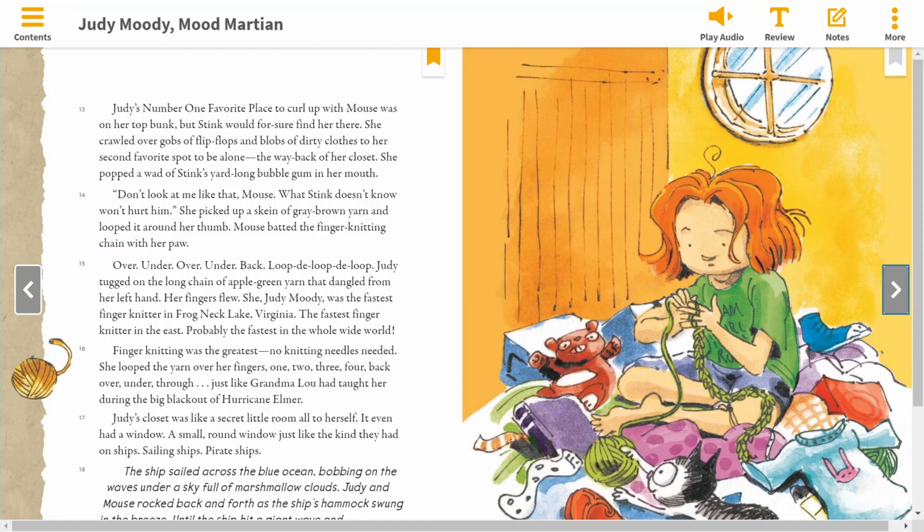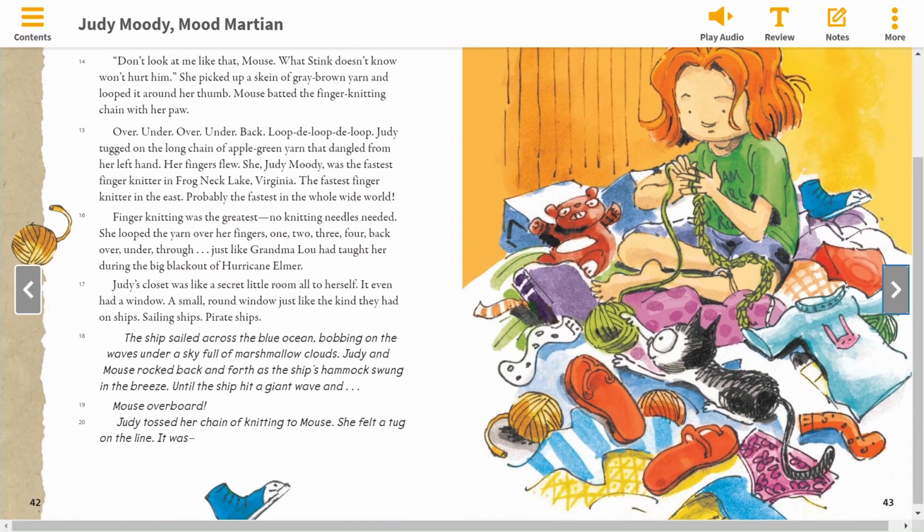Finger knitting was the greatest. No knitting needles needed. She looped the yarn over her fingers. 1, 2, 3, 4. Back, over, under, through. Just like Grandma Lou had taught her during the big blackout of Hurricane Elmer. Judy's closet was like a secret little room all to herself. It even had a window. A small, round window, just like the kind they had on ships. Sailing ships. Pirate ships.